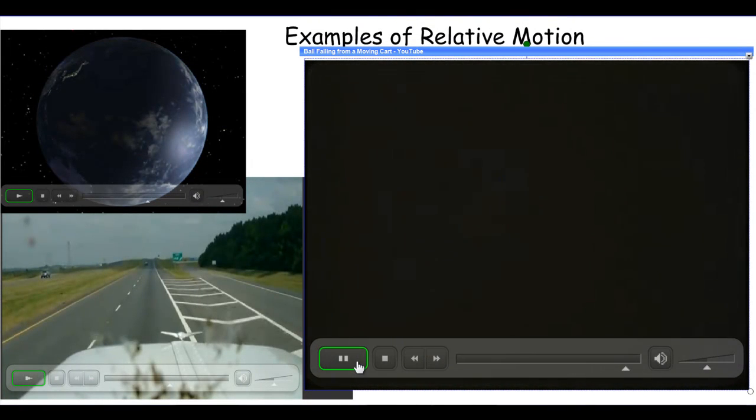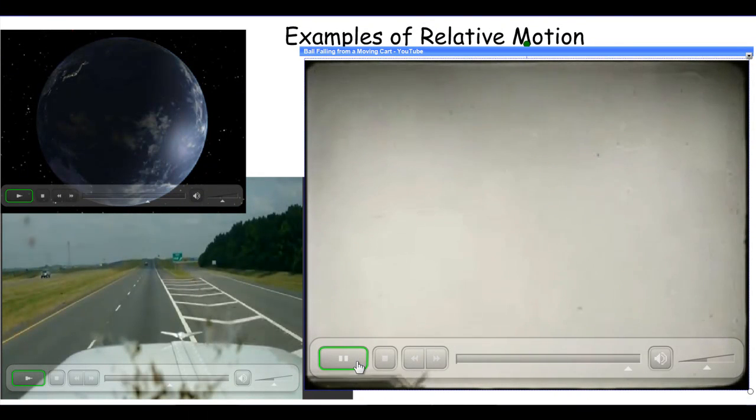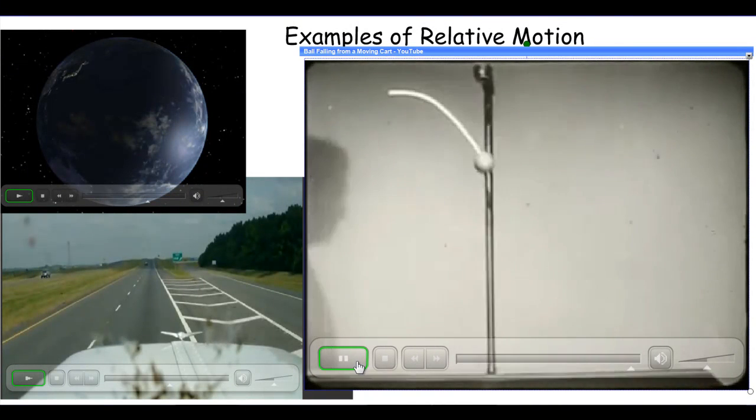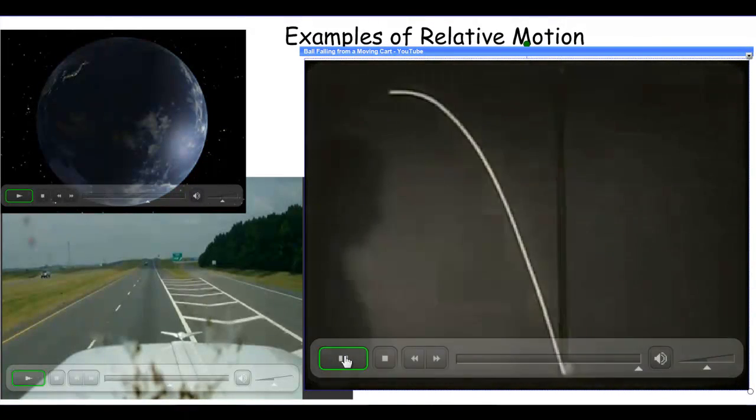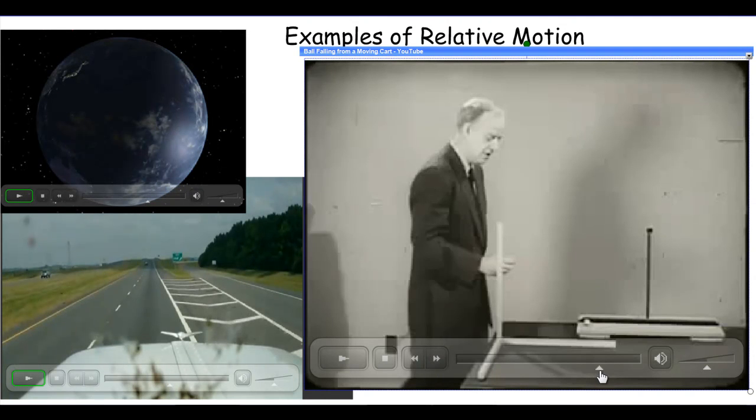I'll show you this again. This time there'll be a line on the film so that you can see the path. I think that you can see that the path of the ball is a parabola. Whenever the ball was falling, you notice that it followed the path of the rod. It followed it straight down. So relative to the cart, the ball was actually traveling with the cart horizontally. Now, relative to the earth, the ball was undergoing projectile motion.